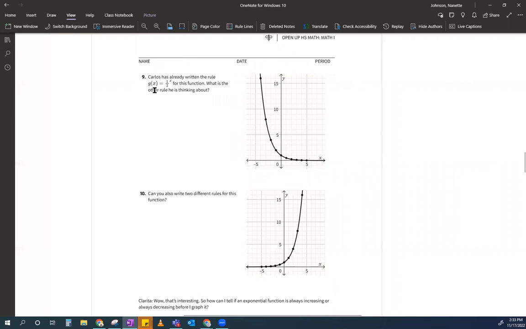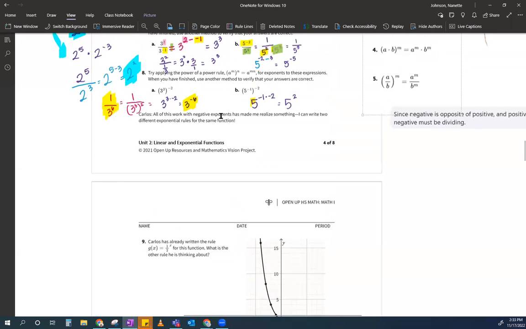We're doing number 9 now, and it says Carlos has already written the rule for g of x equals 1/2 to the x for this function. What is the other rule he's thinking about? All of this work with negative exponents makes Carlos realize something. I can write 2 different exponential rules for the same function.